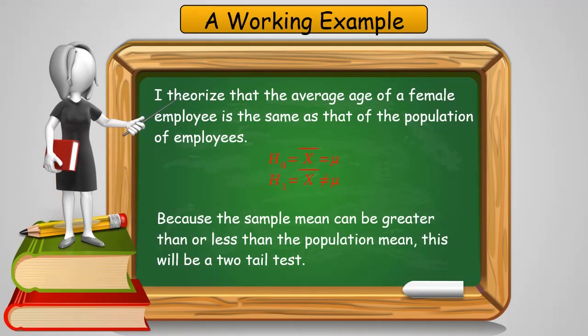So let's take a working example. Let's assume, or I theorize, that the average age of a female employee is the same as that of the population of employees. So my null hypothesis is that the mean of the sample is equal to the mean of the population. My alternate hypothesis is that the mean of the sample is not equal to the mean of the population. Now, because the sample mean could be greater than or less than the population mean, this means it's going to be a two-tailed test.